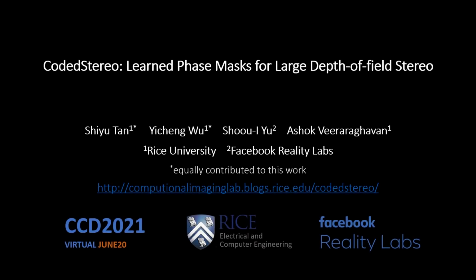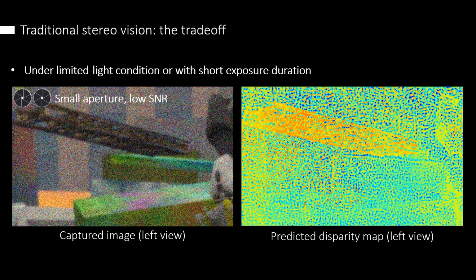We present Coded Stereo, an end-to-end learning-based studio system to enable large depth of field 3D reconstruction. Traditional stereo vision suffers from a fundamental trade-off between light level, exposure time, volume of reconstruction, and noise.